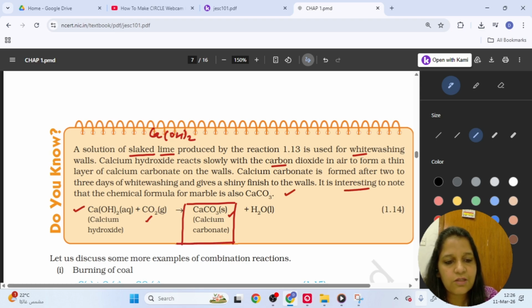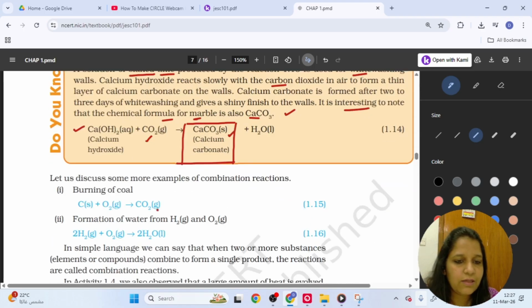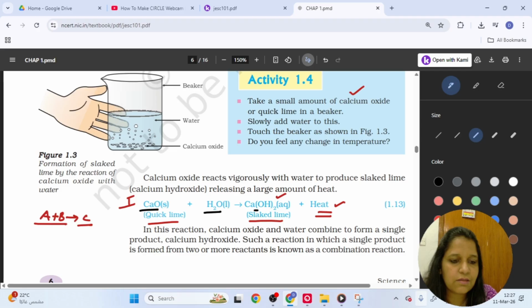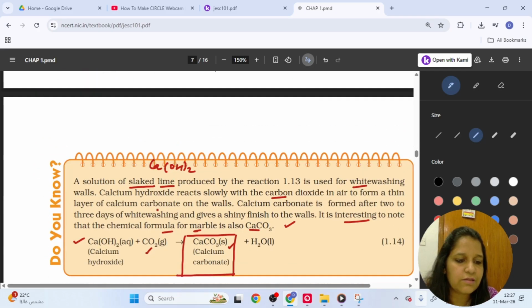And it is interesting to note that the chemical formula of marble is also CaCO3. So generally in exams, the question comes on this: either they will ask you for the manufacture of cement, or they will ask you regarding quick lime or slaked lime or formation of calcium carbonate. Now other very important reactions, set of reactions: the previous one, this reaction, and this reaction.